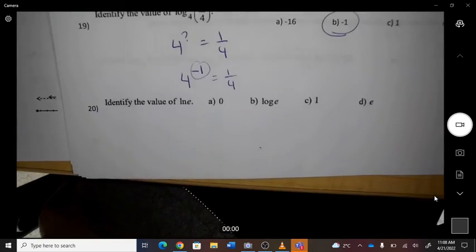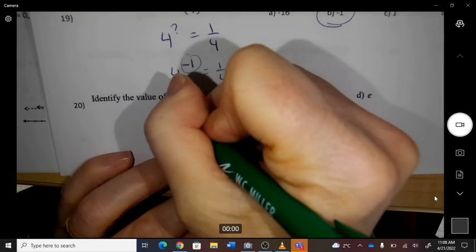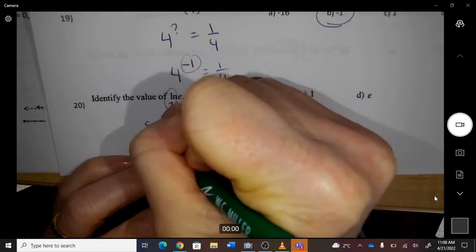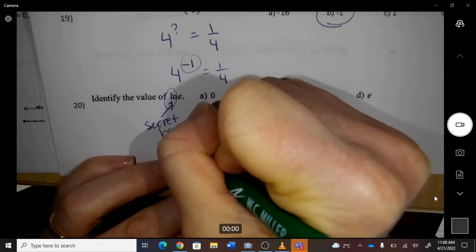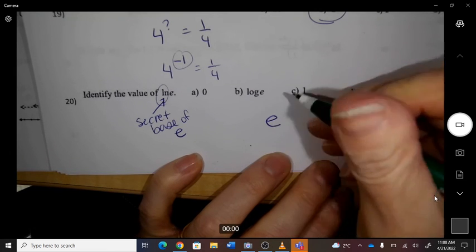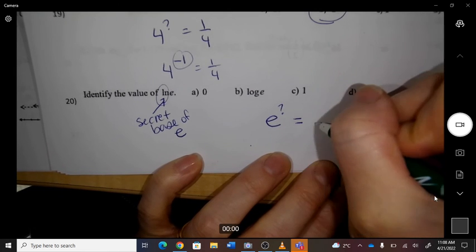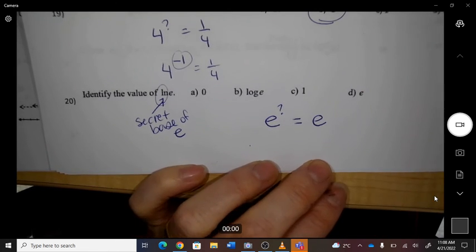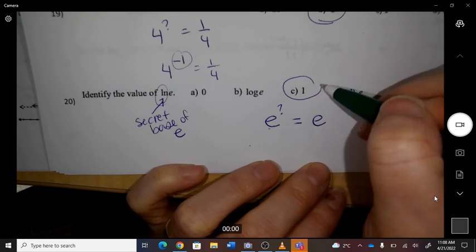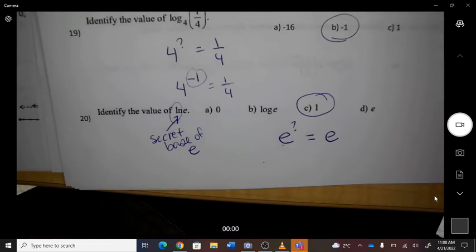Identify the value of ln of e. As soon as you see ln, it's a secret base of e. So now if the base is e to the what equals a result of e, then how do you get something to turn into itself? The exponent would be 1.